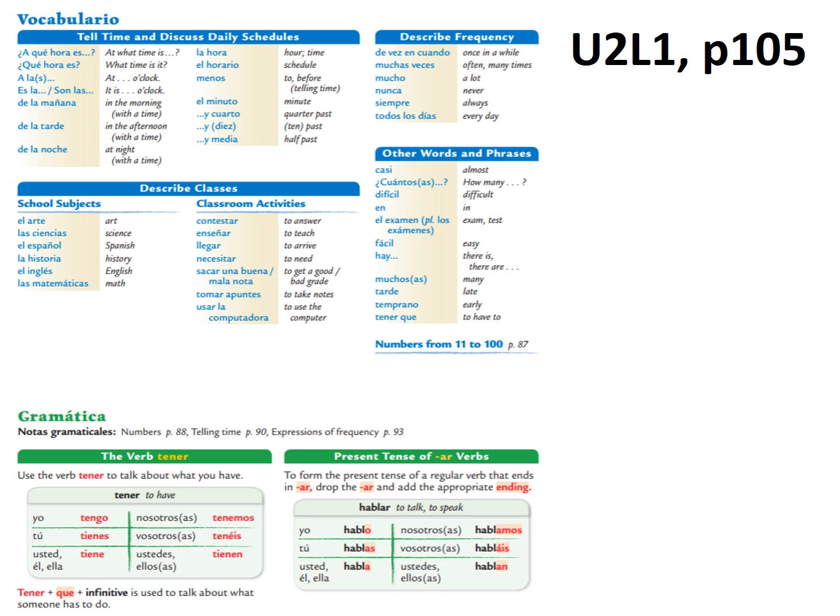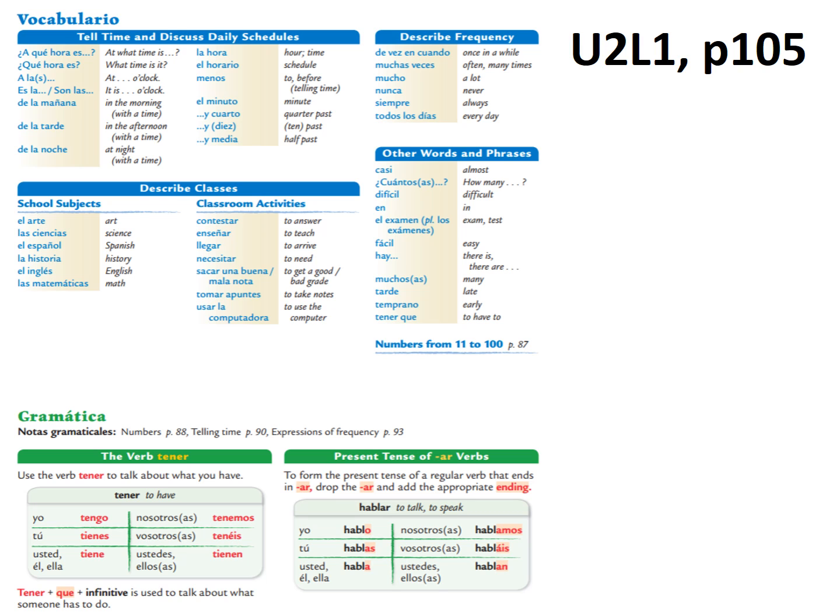The verb tener, use the verb tener to talk about what you have. Tener means to have. Yo tengo, I have. Tú tienes, you have. Usted tiene, you have. Él tiene, he has. Ella tiene, she has. Nosotros tenemos, we have. Vosotros tenéis, y'all have. Ustedes tienen, y'all have.